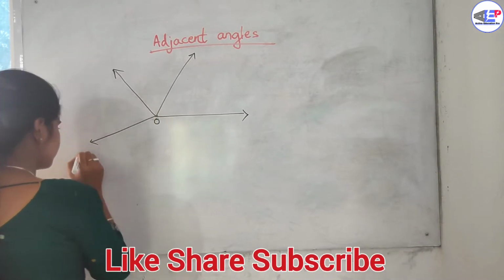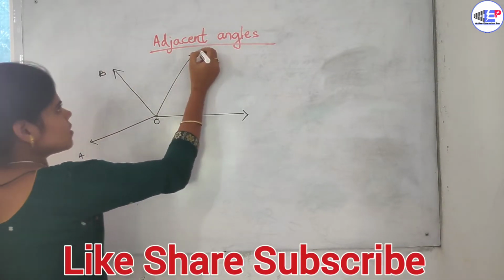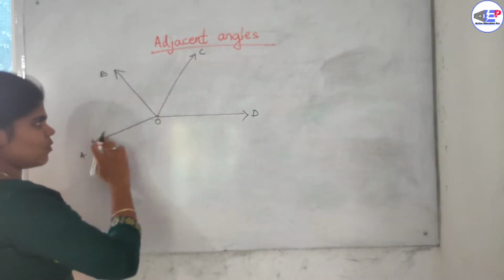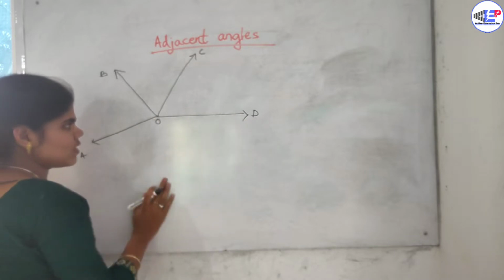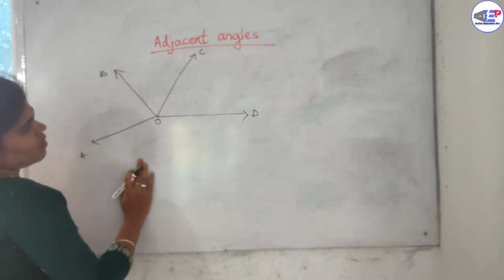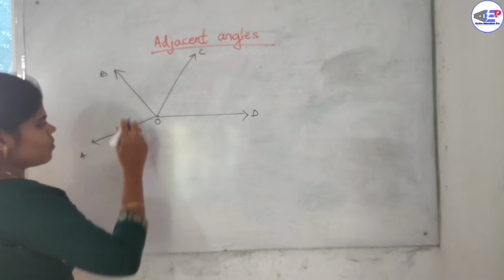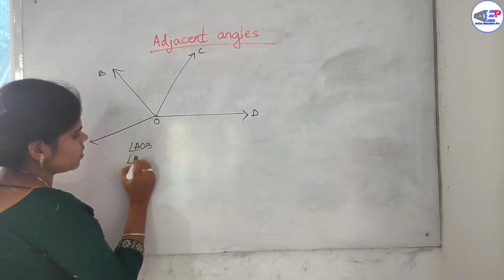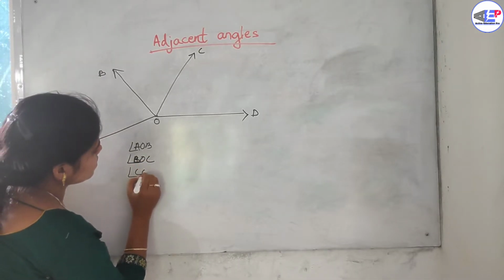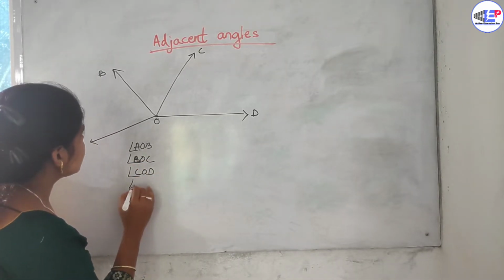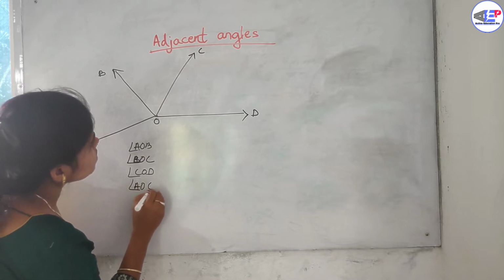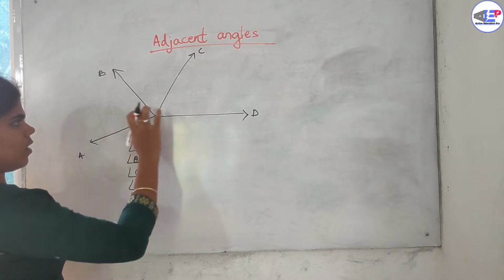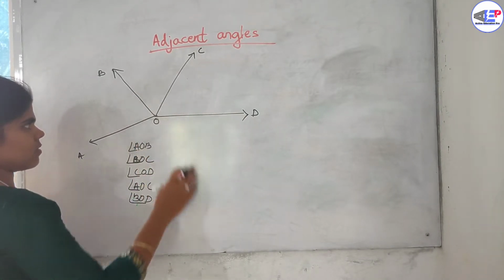The points are O, A, B, C and D. Look here, there are four rays: OA, OB, OC and OD. There are so many angles. One angle is AOB, the next angle is BOC, next is COD. You can also say AOC, BOD and then AOD.